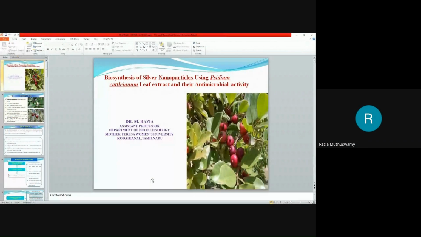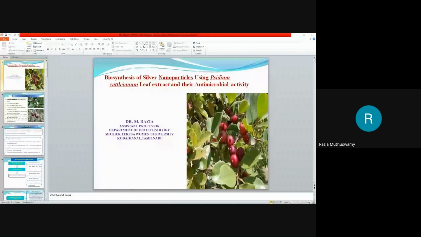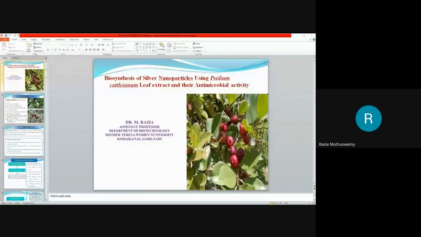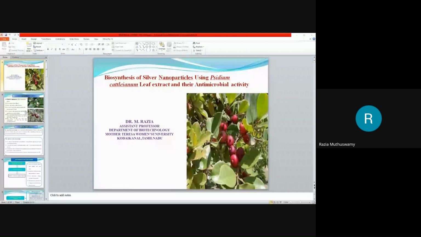My topic is biosynthesis of silver nanoparticles using Psidium cattleianum leaf extract and their antimicrobial activity. This is nothing but a strawberry guava. You can say it's a strawberry guava.